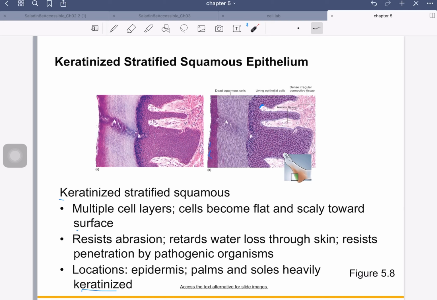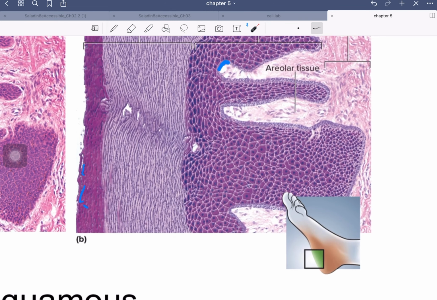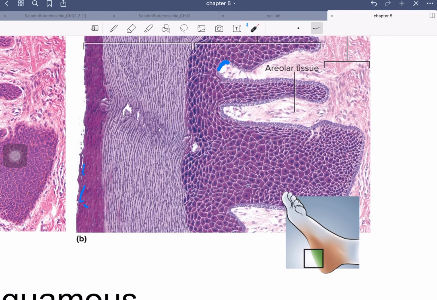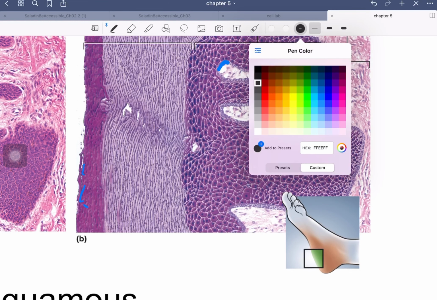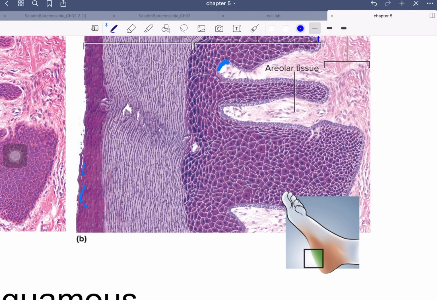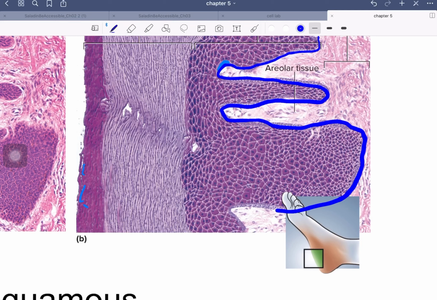So let's have a quick look. We're looking at keratinized, stratified squamous epithelium. Let's look at the artist diagram. Let me just outline where the basement membrane is here. The basement membrane is right along here, and below it is a different tissue. So this is not the tissue we want to look at. What we want to look at is this tissue.